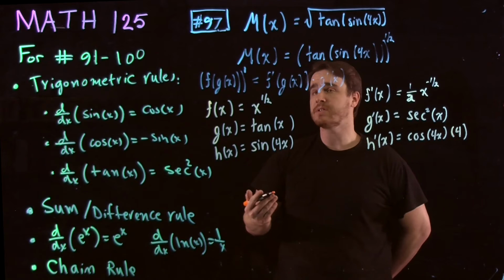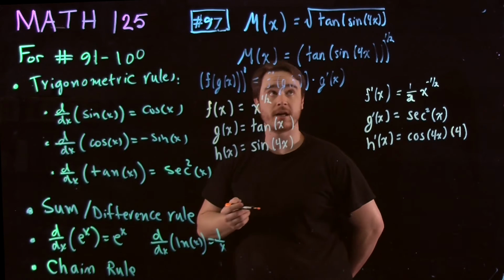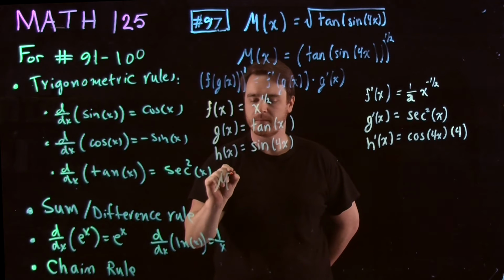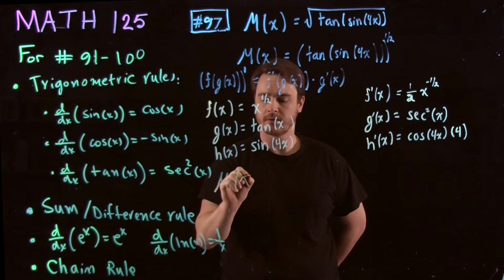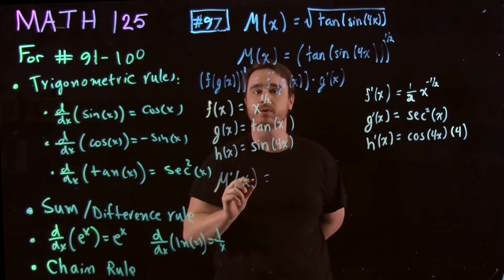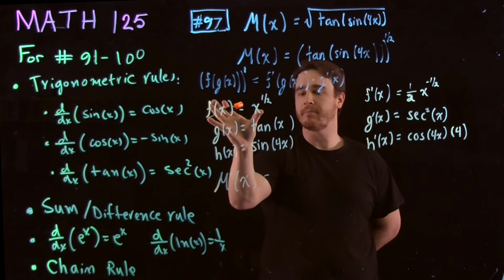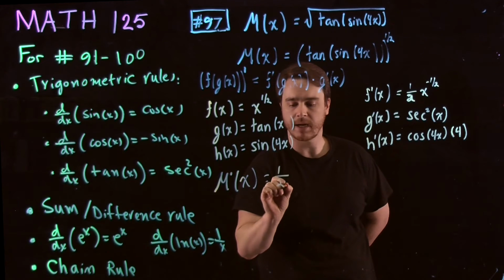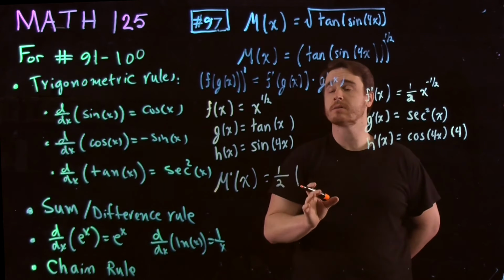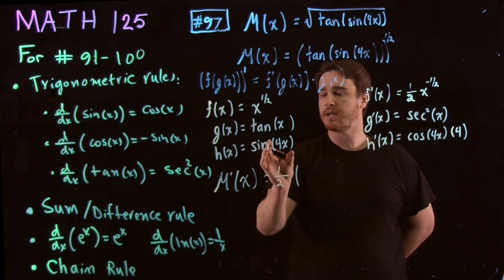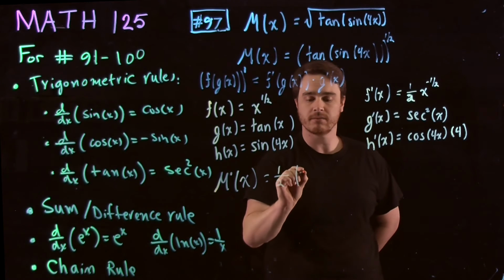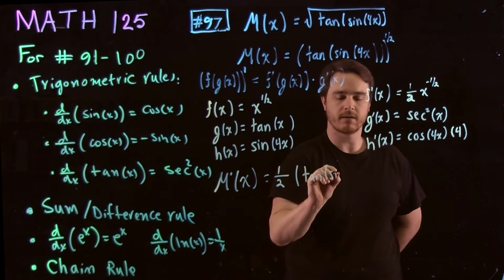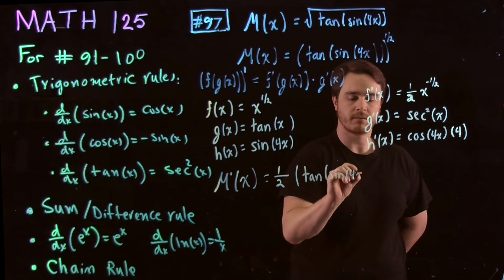So let's put all this to use with our m of x. So m prime of x is going to be the derivative of my most outside function, which is 1/2 x, which x in this case is tangent of sine of 4x.